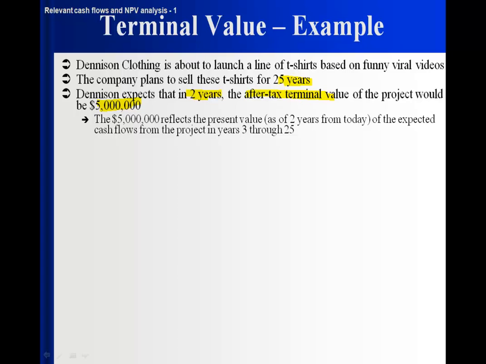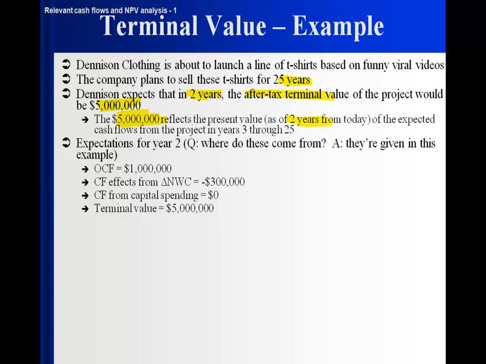So what does that mean? That means that if we took a time machine out 2 years and we looked at the future of the project, so it would be 3 years from now, 4, 5, all the way up to 25 years from now, figured out what those cash flows were expected to be and discounted them back to 2 years from today, we would see that the project is worth $5 million. In year 2, they expect operating cash flows of $1 million. Cash flow effects from the change in net working capital of negative $300,000. There's no capital spending, and as we've mentioned, the terminal value of $5 million.